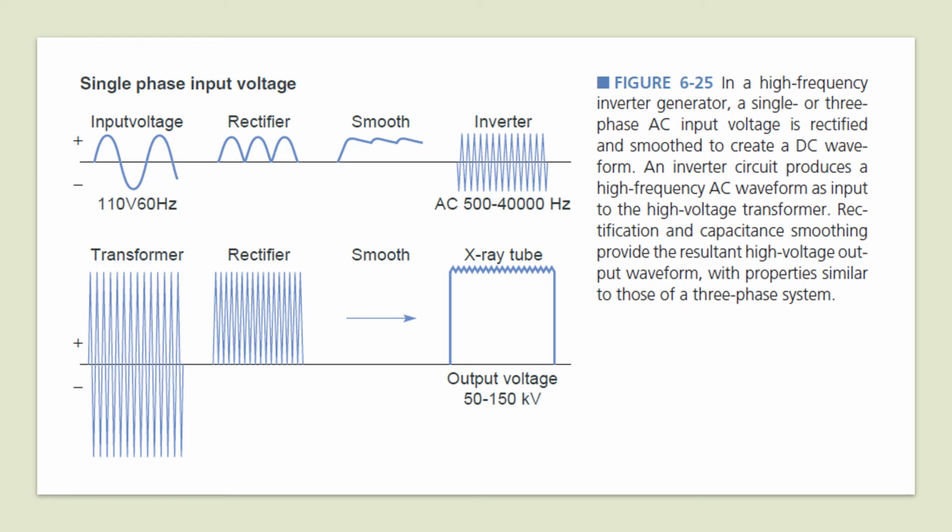The principal advantage of high-frequency or constant potential X-ray production is the greater quantity and quality of X-rays produced. The radiation quantity is greater because of the greater efficiency of X-ray production at higher tube voltages. Another advantage is that single-phase or three-phase power can be used as an input.